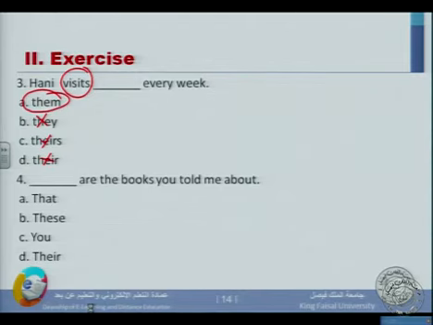Are the books you told me about? That comes with a singular. You is a subject pronoun. There is possessive pronoun. So the answer is these are the books you told me about. These تستخدم مع الجمع.